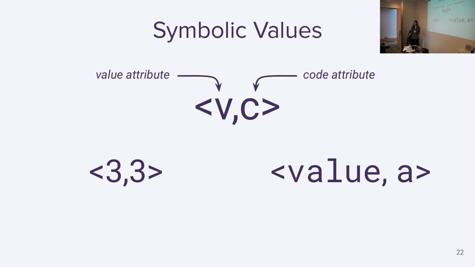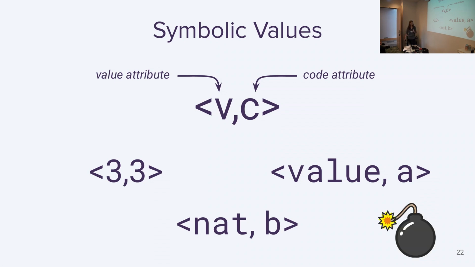A typical identifier that we don't have any information about would be represented as such, where the value attribute is just value. We don't really know. You can think of this as kind of like a dynamic type, and the code is the identifier. But sometimes we're able to learn a little bit more information about the kinds of values we have. So in this case, maybe from the context, maybe we use this identifier b in a plus expression, we would have nat as the value attribute and b as the code attribute.